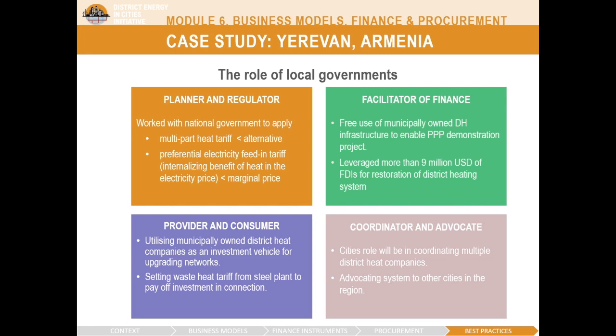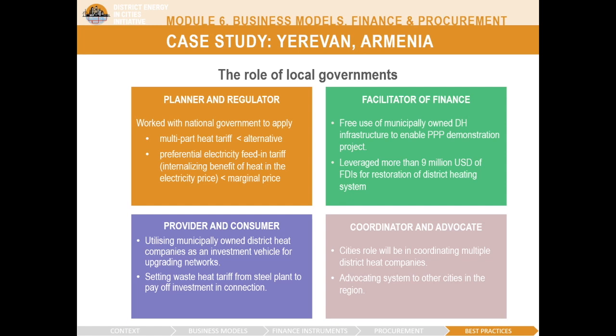The heat tariff is multi-part. This encouraged reduction in demand-side consumption, but the fixed element of the tariff ensured fixed cost of connection are paid off. The electricity tariff was calculated to cover all other revenues needed to meet the required return on investment for the private sector. The final electricity tariff was close to the marginal thermal power plant on the Armenian power system.